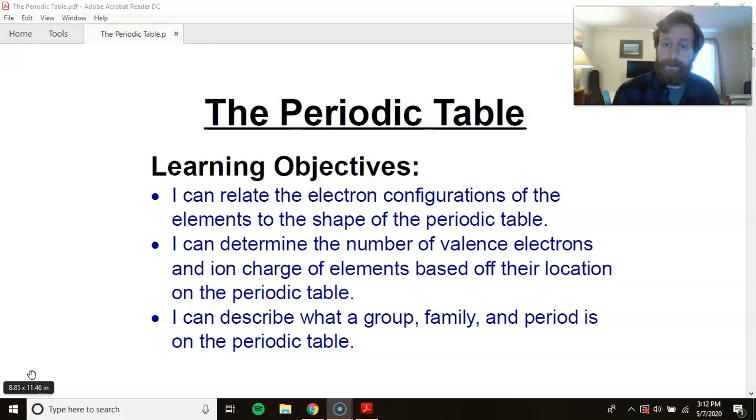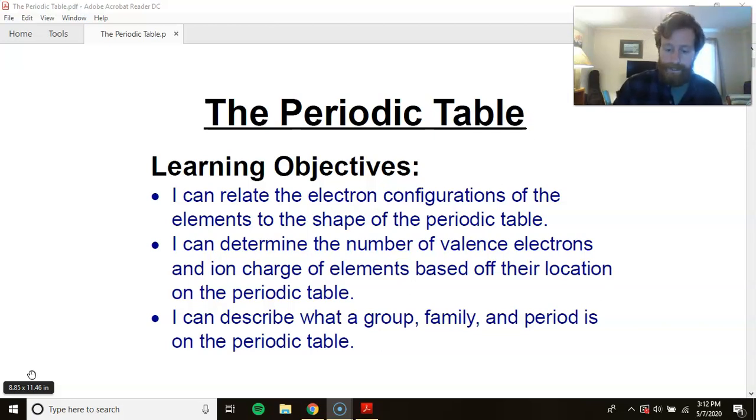Today we're going to be talking about the periodic table. In particular, some learning objectives. One is kind of recycled from Monday. I can relate the electron configurations of the elements to the shape of the periodic table. I can determine the number of valence electrons and the ion charge of elements based off their location on the periodic table. And I can describe what a group, family, and period is on the periodic table.